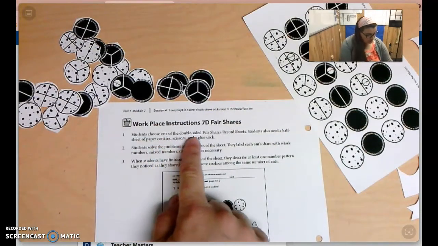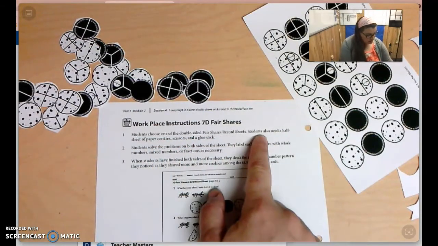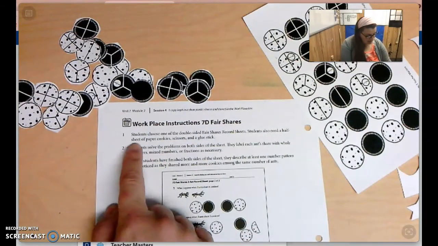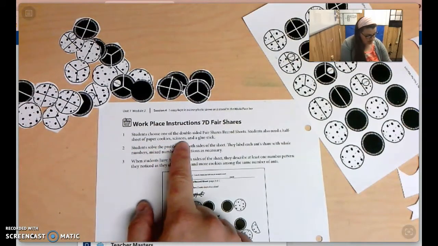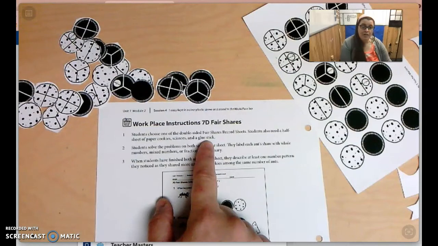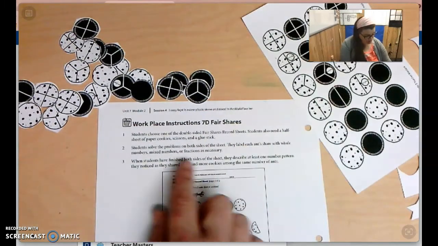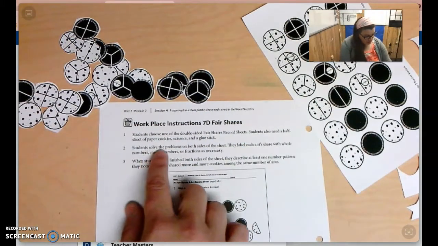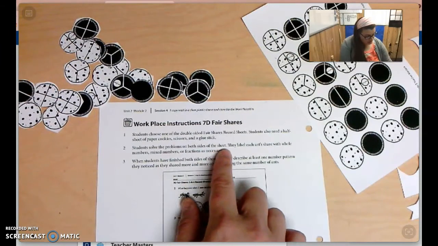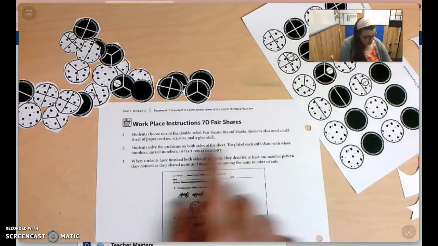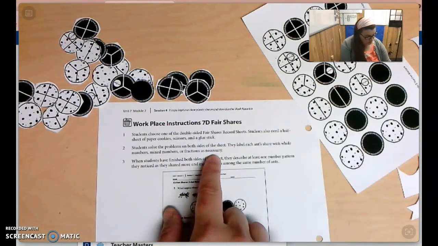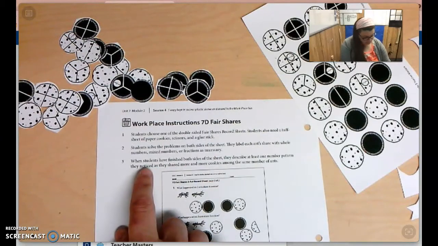Students choose one of the double-sided fair share record sheets. Students also need a half sheet of paper cookies, scissors, and a glue stick. And all of this is going to be in your sheet protectors. These pieces here are behind the instructions. Students solve the problems on both sides of the sheet. They label each ant's share with whole numbers, mixed numbers, or a fraction as necessary.